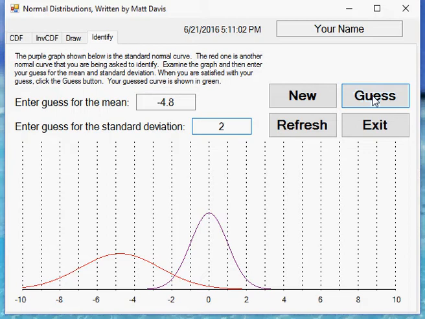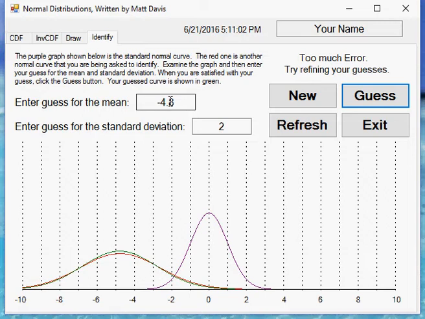And then I'll click on Guess, and it'll draw a green curve, which is based on my numbers. And it says there's too much error, and that's because my green curve is a little too high. I think we did okay on the peak. We might have overshot it a tiny bit. If you look here, you can see the green is to the left of the red. So we might have gone too far.